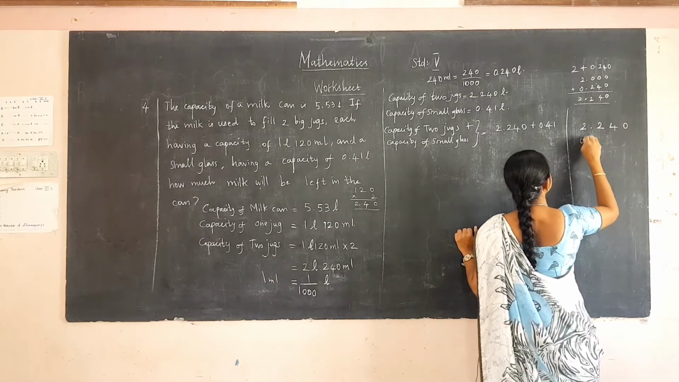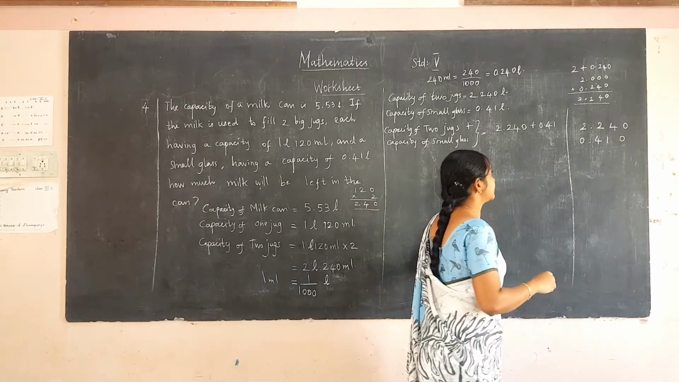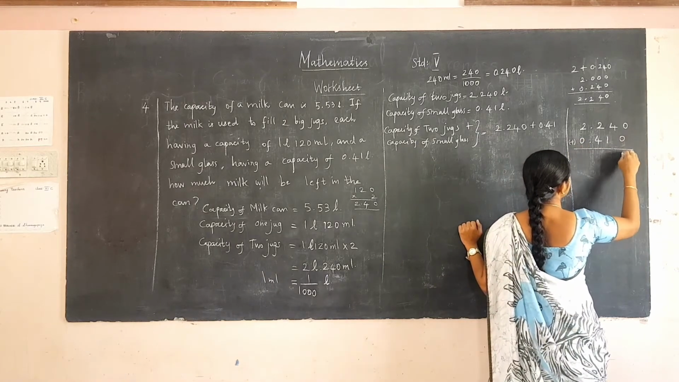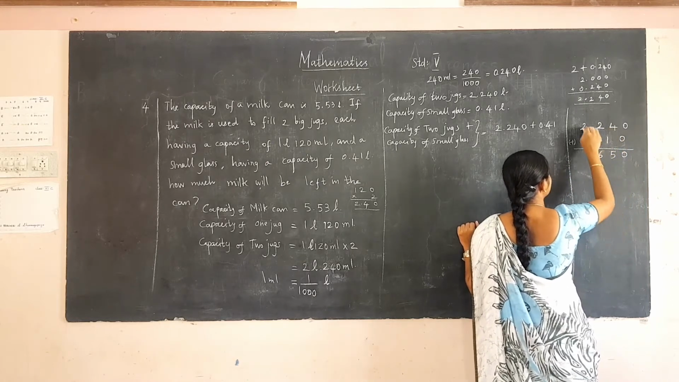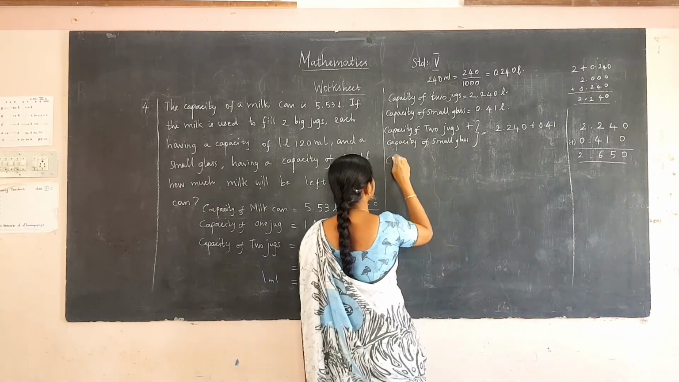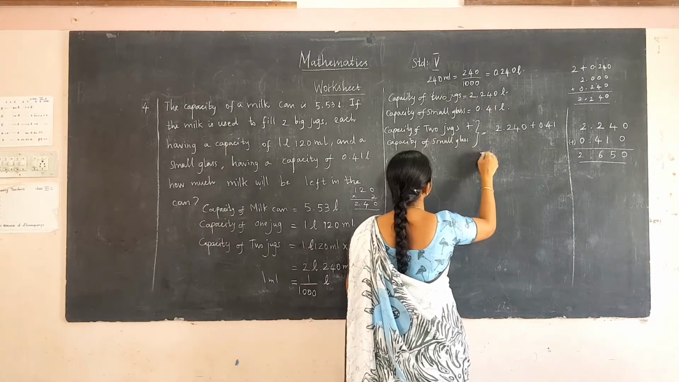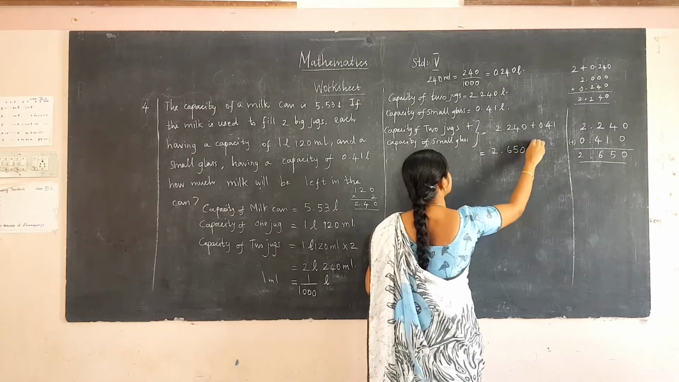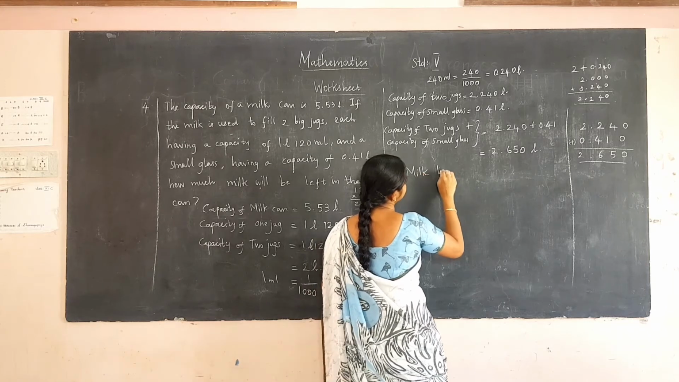Add 2.240, 0.41. Add a 0 to make it as like decimal. 0 plus 0 is 0. 4 plus 1 is 5. 4 plus 2 is 6. 2 plus 0 is 2. So, the capacity of 2 jugs plus the capacity of small glass is 2.650 liter.